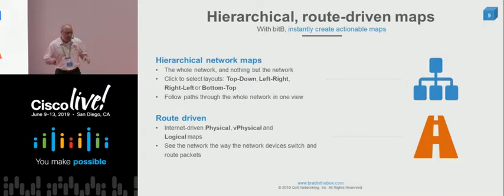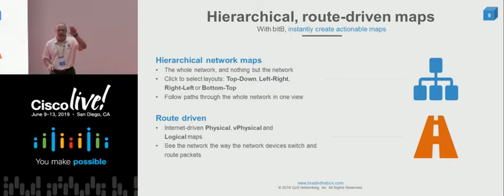Okay, this is what bitB does. We create hierarchical route-driven maps. We have hierarchical network maps. You see the whole network. No one's told you out there to look at the small picture. We don't look at the small picture. We look at the big picture. We look at the whole network.